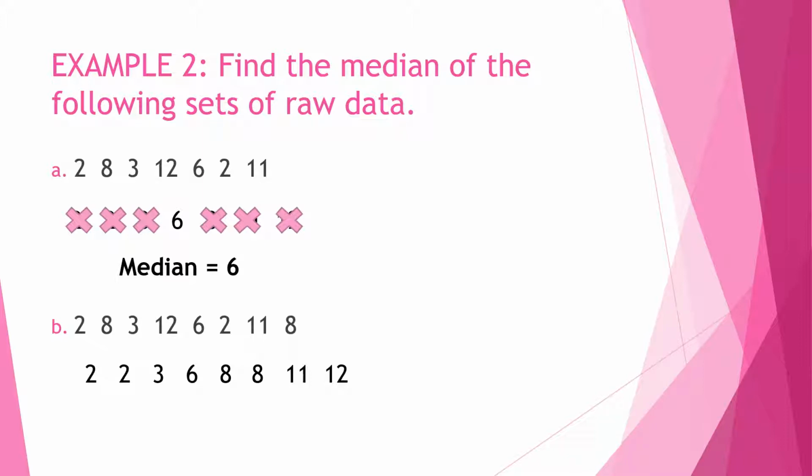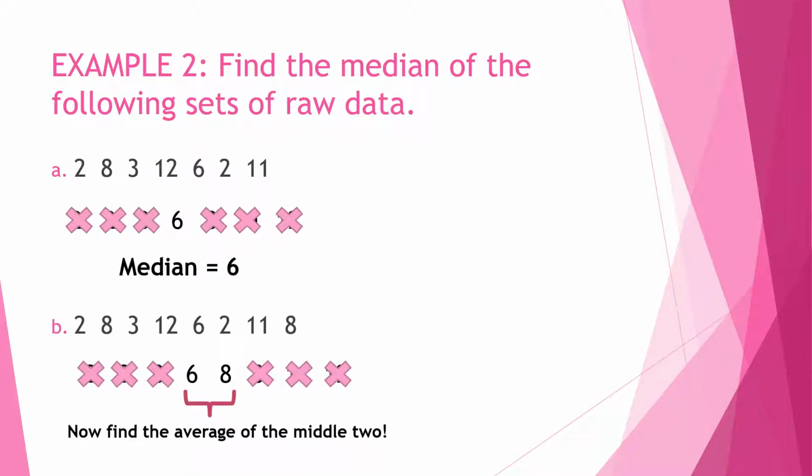Alright, so let's again start crossing off from each end. Cross off from each end. Now do it again, all the way until you get to the middle. Alright, and now here you see we've ended up with 2 values in the middle. So, just like we said, super easy, don't panic. All you have to do is find the average of the middle 2 numbers.